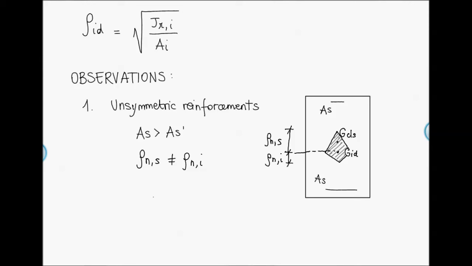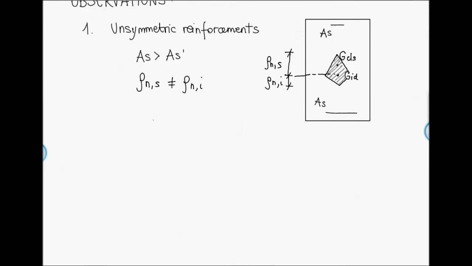Well, the second observation is that in case of bending plus tensile axial force, the resistant cross-section area is only the steel area. So we have to have both AS and AS prime in order to have the equilibrium. We cannot have only the tensile reinforcements since the concrete is not working in tension.